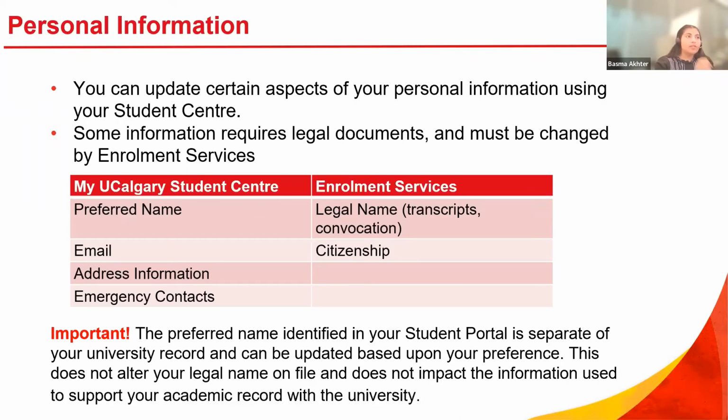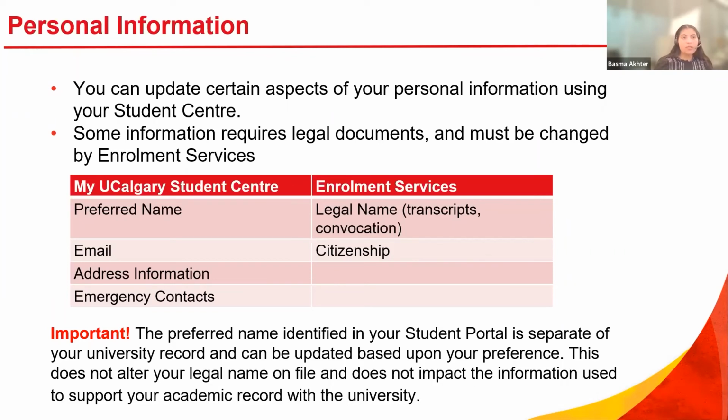Your email, so this is a bit misleading here. You can't change your UCalgary email, but your personal email address on file can be changed. So if you have a personal email listed as your alternate email to contact you, that is something that you can edit. Your address information, if you want to change your address, you can do so yourself. Again, you don't have to contact us. Similarly, emergency contact information can be updated by you as well.